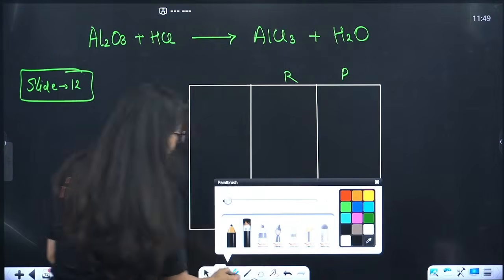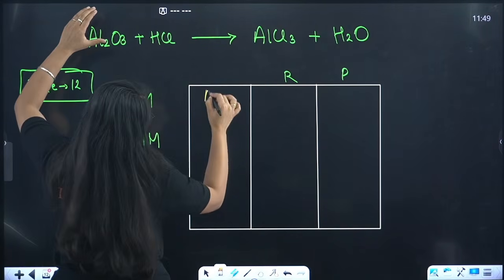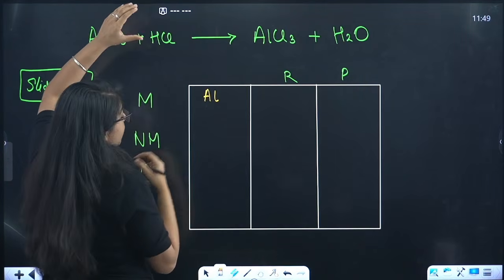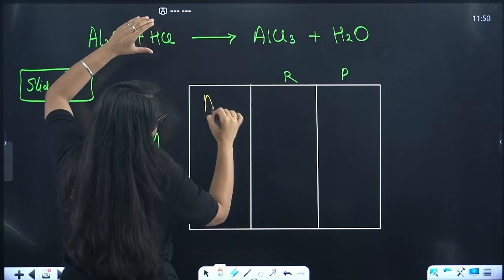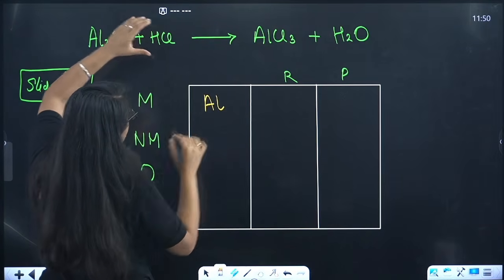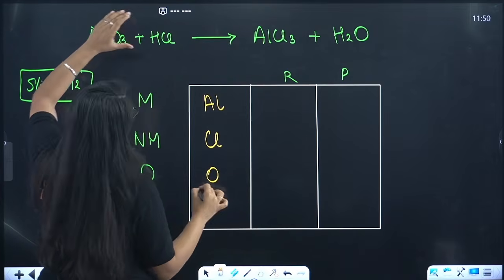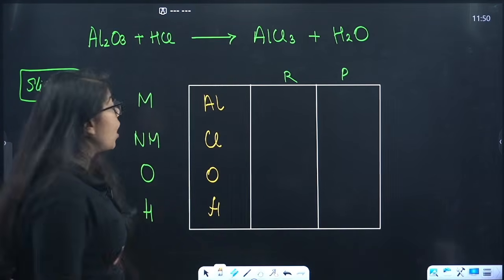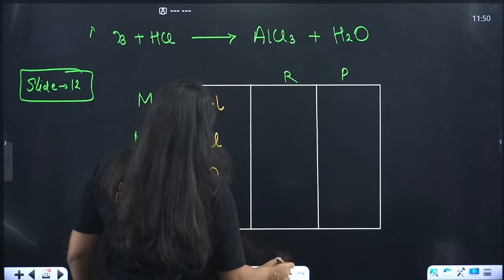Now beta, what are the reactants? Let's write. We have aluminium, of course, it's a metal. Then we have chlorine. Chlorine, of course, ma'am, it's a non-metal. Aluminium, metal, chlorine, non-metal, and then we have oxygen, and then we have hydrogen. Easy peasy, right? Now, how many aluminiums are there on the reactant side, ma'am? 2 aluminiums are there, ma'am.